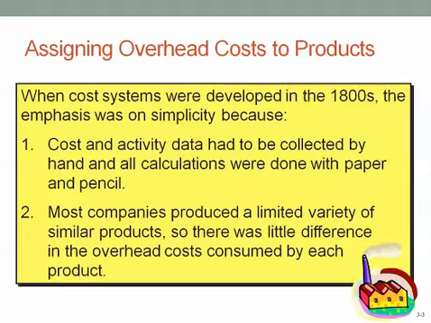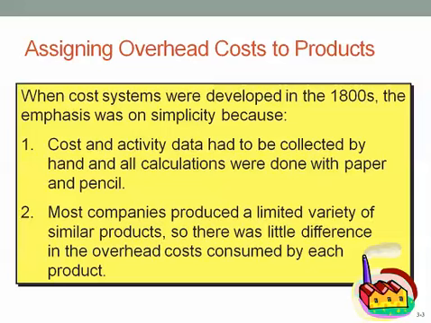When cost systems were first developed in the 1800s, early 1900s, emphasis was on simplicity because cost and activity data had to be collected by hand and all calculations had to be done with paper and pencil. As we've moved towards having automated data collection systems and computers, it's much easier to collect a wide variety of accounting information and to process that information. So companies have been able to move away from a single plant-wide predetermined overhead rate towards activity-based costing, which uses a number of different cost pools and cost drivers, which is the subject of this chapter.